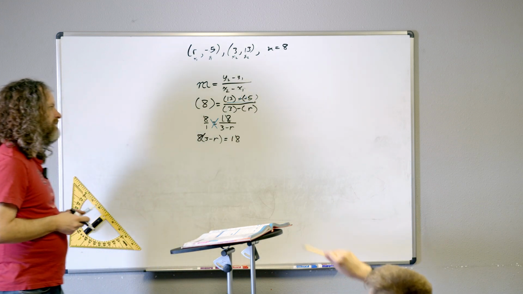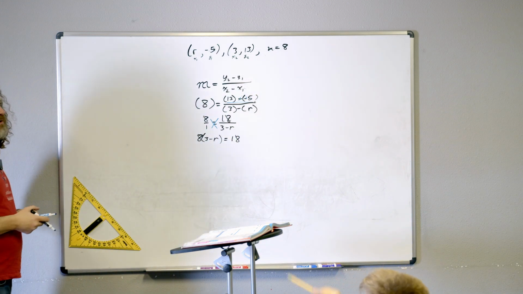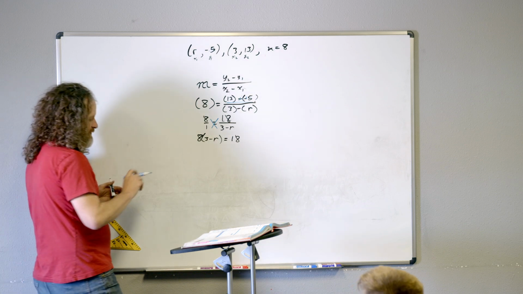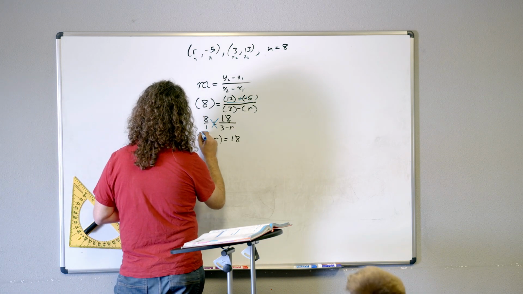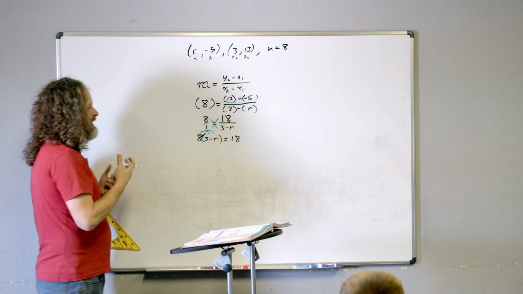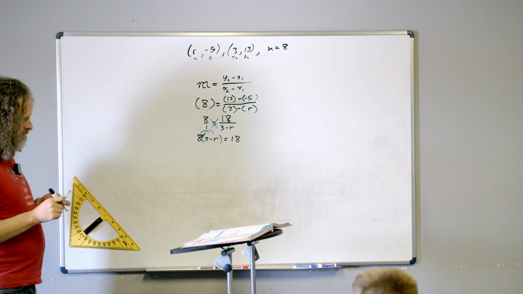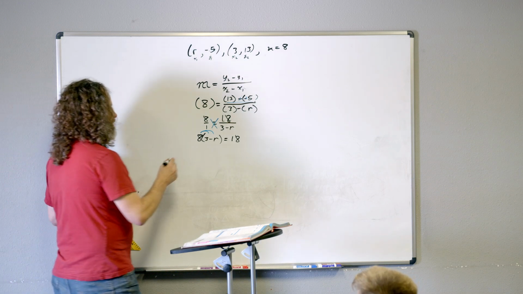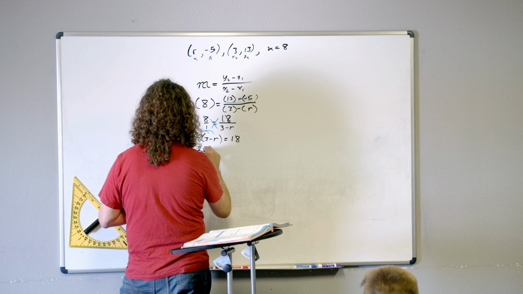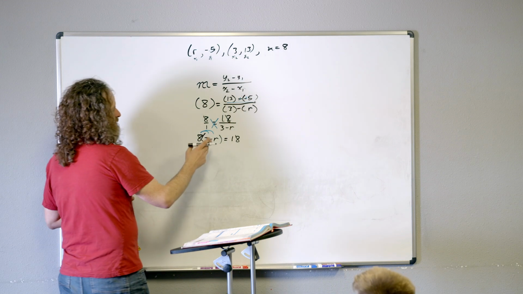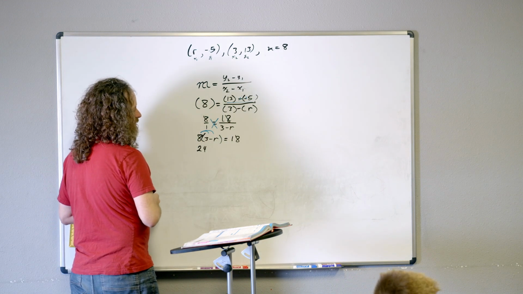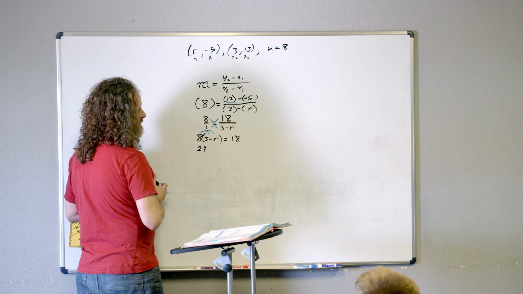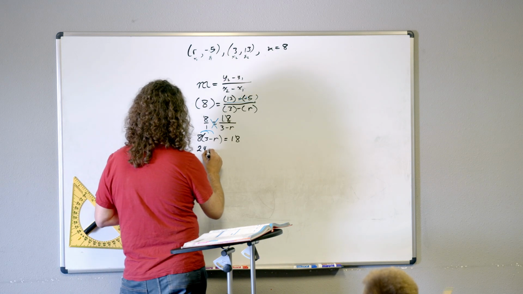Do this. Now what do we do? Distribute it. Distributive property. I agree. What's 8 times 3? 24. Said it first, guys. What's 8 times negative r? No, you're both wrong. Negative 8. Negative 8r. I got it.